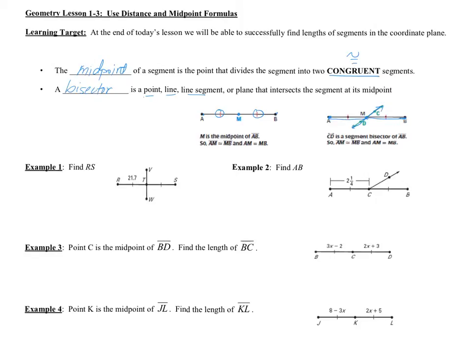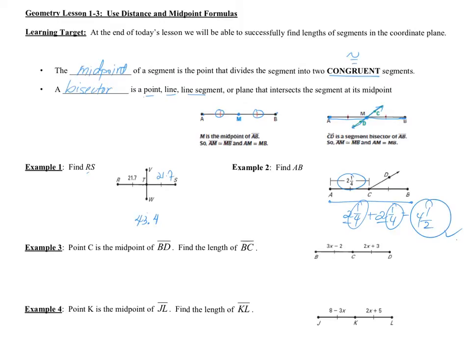Example 1, find RS. If RT is 21.7, we just have to double it to get 43.4. And for example 2, find AB. We need to take 2 1/4 and double it. We can just look at it like this: 2 doubled is 4, and double 1/4 is 1/2, so 4 1/2.